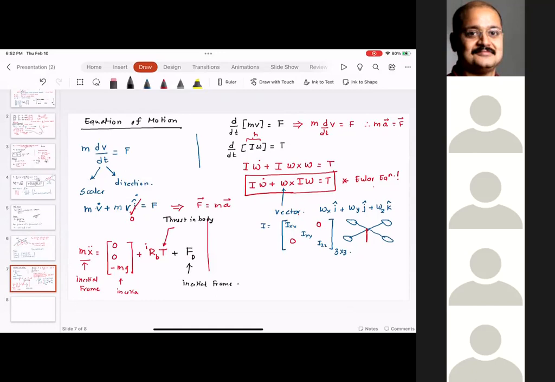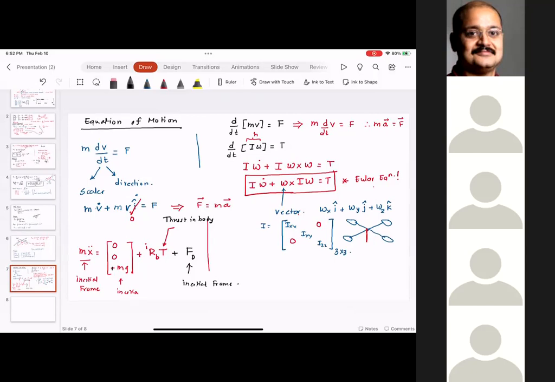Why is mg negative if z is down? Oh, yeah, you are right. Mg you can treat as positive. Any other questions from online students or in-person students?